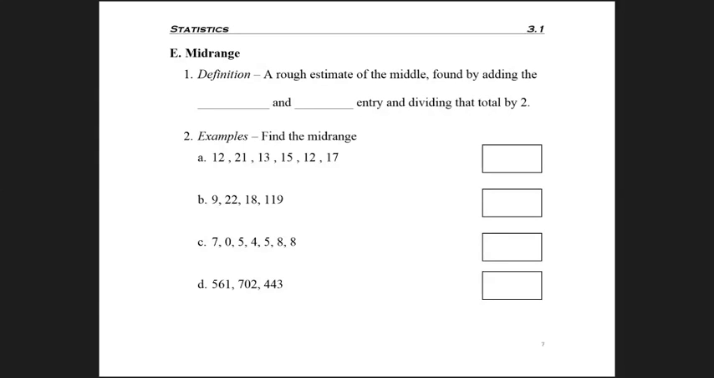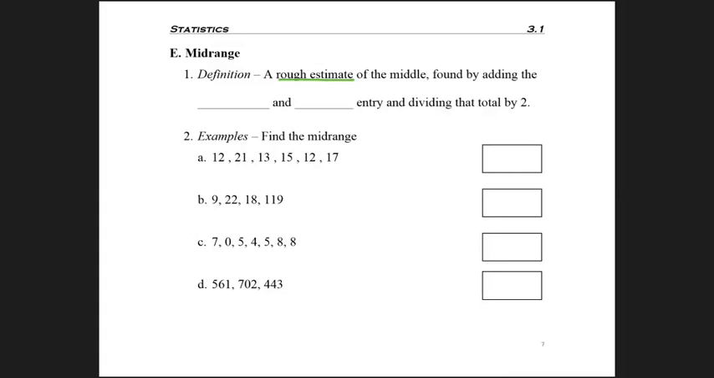The last measure of center that we're going to look at is called the mid-range because it's halfway through the range, which we haven't covered yet. We'll get to that in an upcoming section, but you may know what it is. And we call it a rough estimate of the middle because the median is dead center in the middle, but this is just a form of middle we're trying to find.